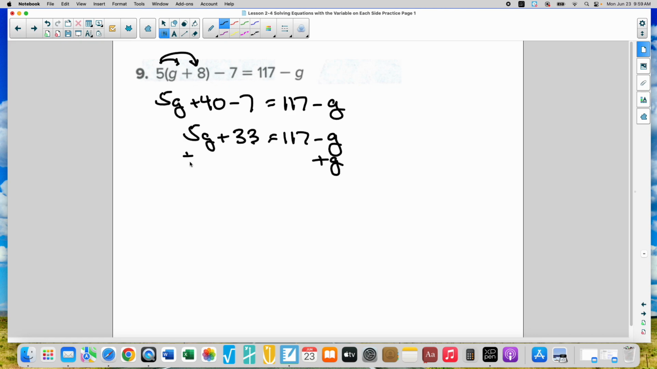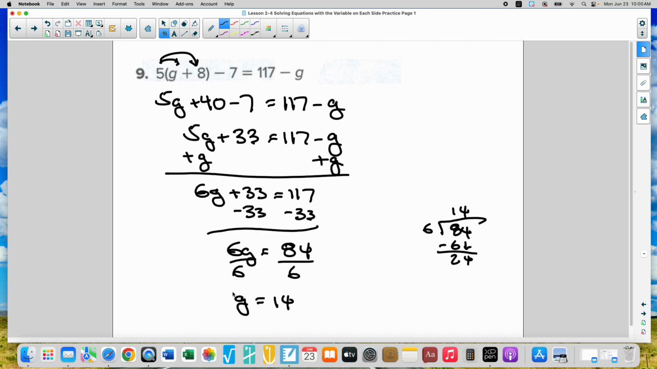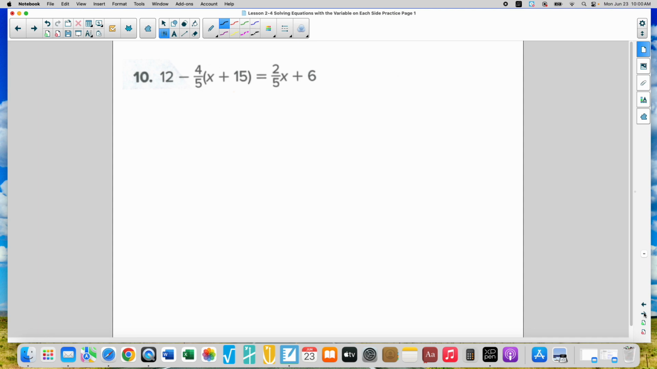We're going to move our variables. 6g plus 33 equals 117. Now we'll move our constants. 6g equals, that's 4, and that's going to be 84. Divide by 6, divide by 6. g equals, so 6 goes into 84, goes in once. Bring down the 4, goes in 14 times. Again, I didn't need a calculator. I'm able to do all of this knowing my times tables.